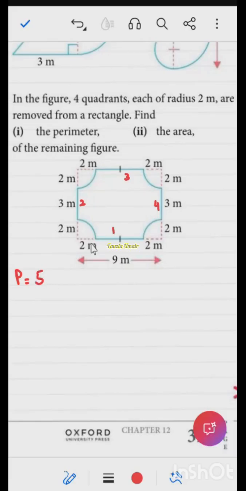So we are adding the second side now. What is the length of side 2? This side, it's clearly written, it is 3 meters. So 3 plus 5 plus 3, right? These are the 4 sides which I have labeled.